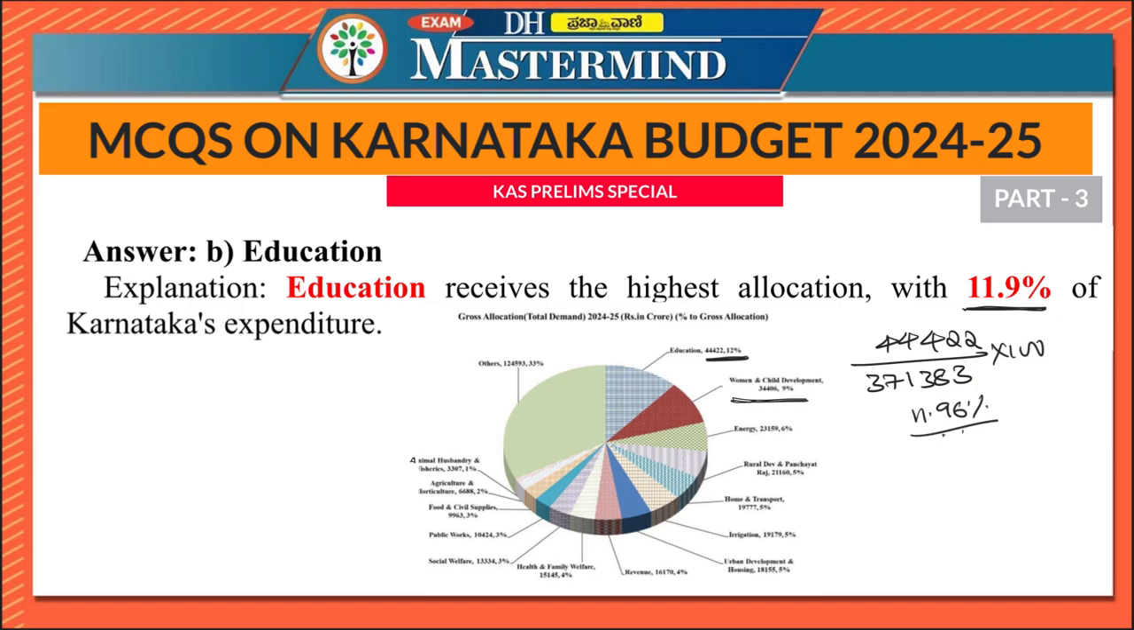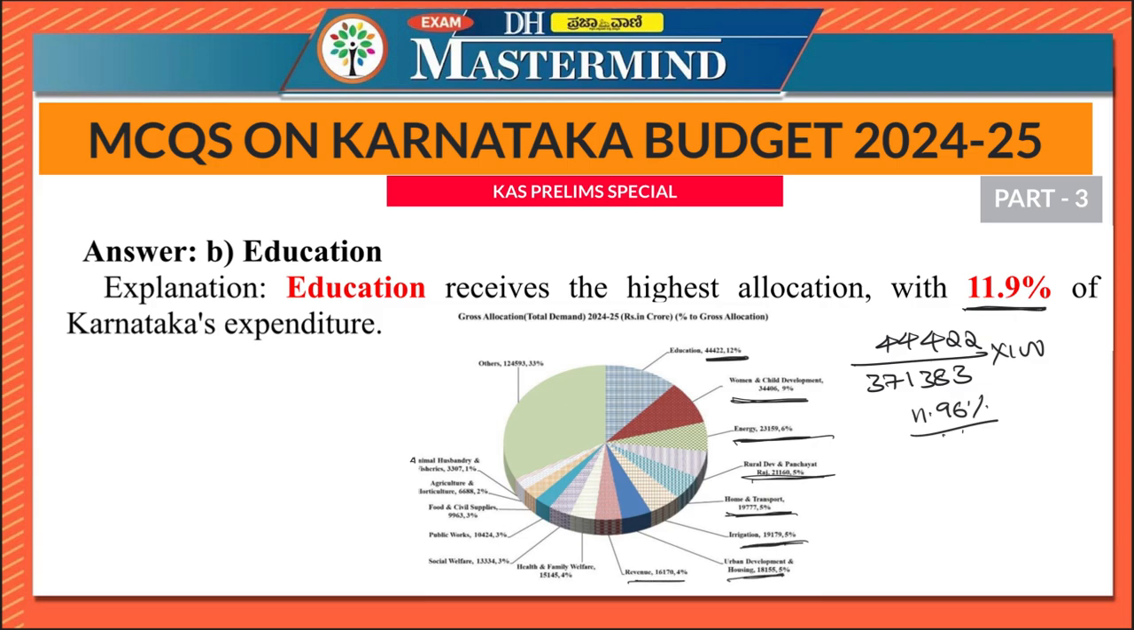Next is energy. Energy has got 6% of the allocation. Rural development and Panchayat Raj has got 5% of the allocation. Home and transport has got 5% again approximately. And then irrigation has got 5% according to the budget. Urban development and housing also has got 5%.